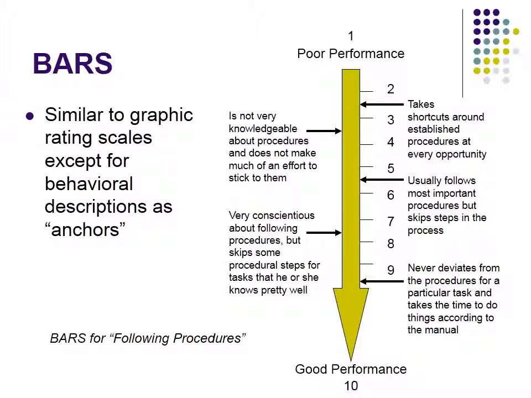In this example, we have a bars for following procedures, and it goes from a 1 to a 10, 1 being very poor performance and 10 being very good performance. Notice that a 2.5 is take shortcuts around established procedures at every opportunity. So if you're rating someone and you're wondering what exactly is a 2 on this scale, a bars is going to give you that information. A 5.5, which is pretty much meeting expectations at the middle of the scale, usually follows most important procedures, but skips steps in the process. And finally, what does perfect performance, a 10, look like? Never deviates from the procedures for a particular task and takes the time to do things according to the manual.